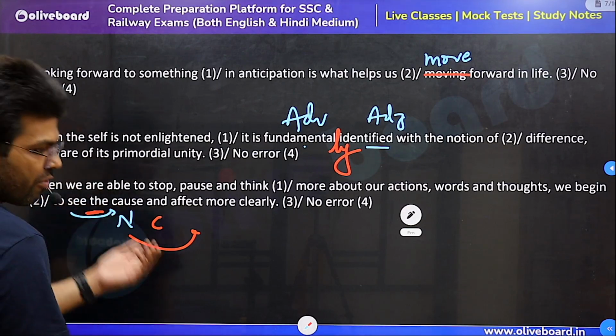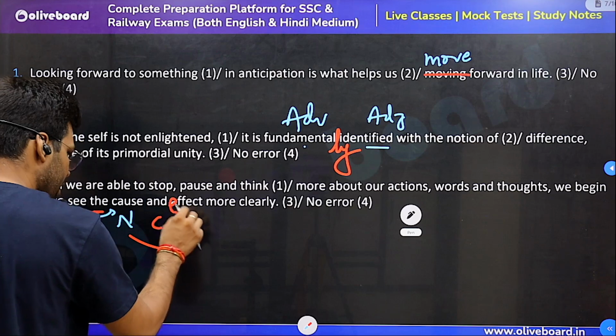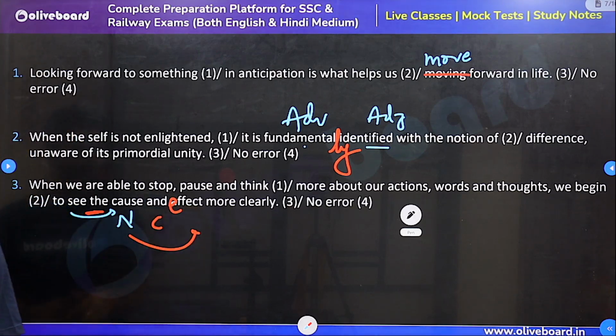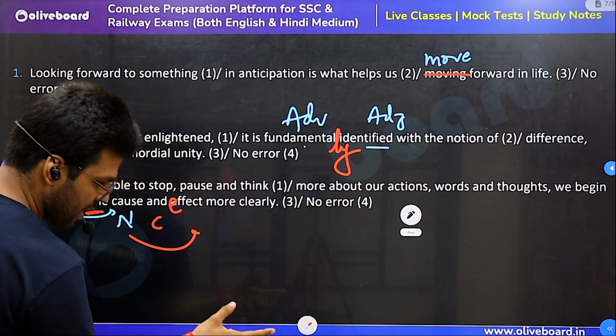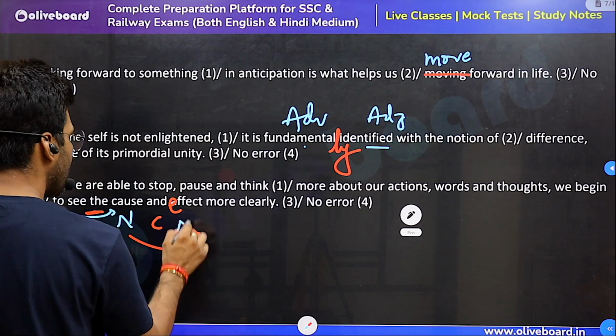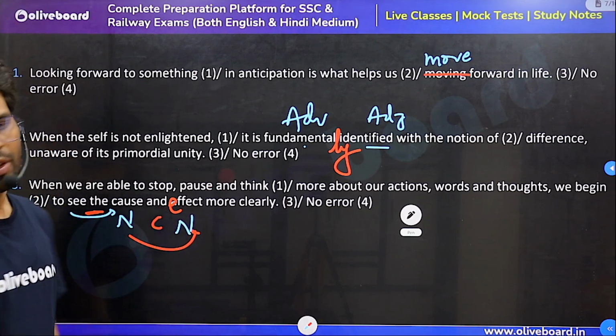Affect is a verb in English. Effect is the noun form. And I'm sure you better know cause and effect of any situation. Cause and effect of any situation. So we needed a noun here, not the verb form.